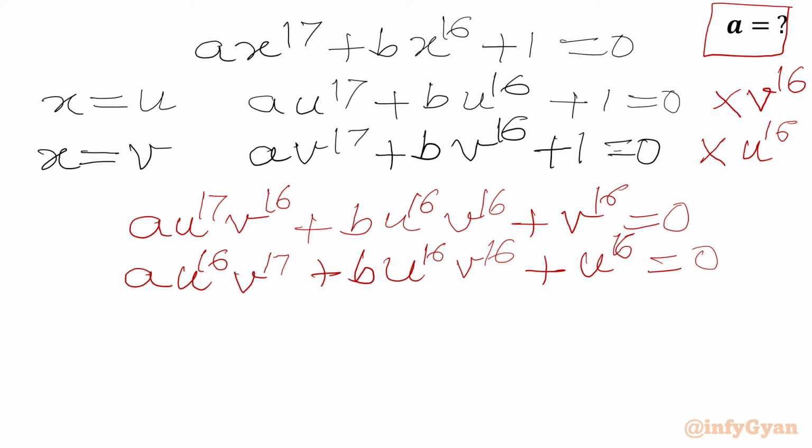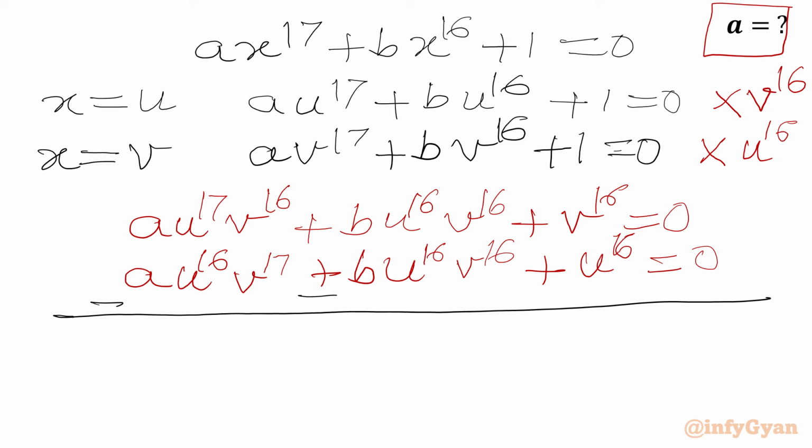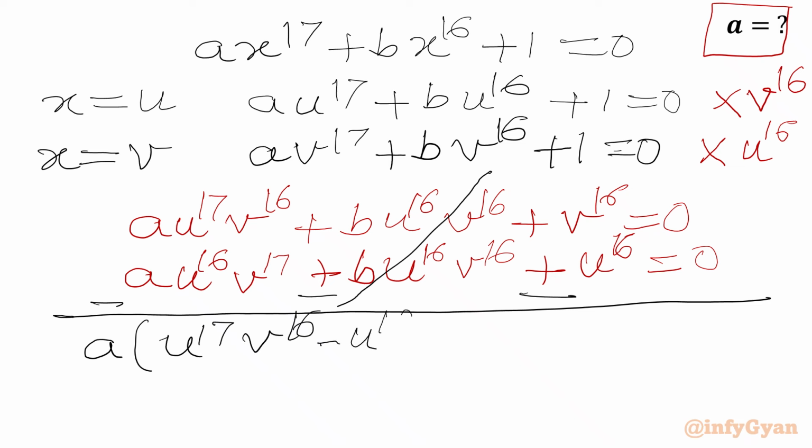Now we have to subtract second equation from first one. So our middle term would be eliminated. So let's subtract second equation from first one. So this term will be cancelled out. We are going to get a in the bracket u power 17 v power 16 minus u power 16 v power 17 plus v power 16 minus u power 16 equal to 0.